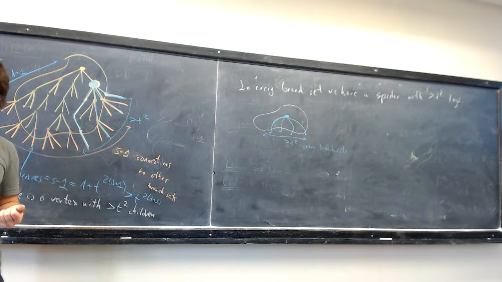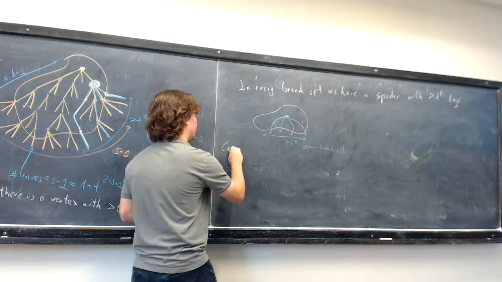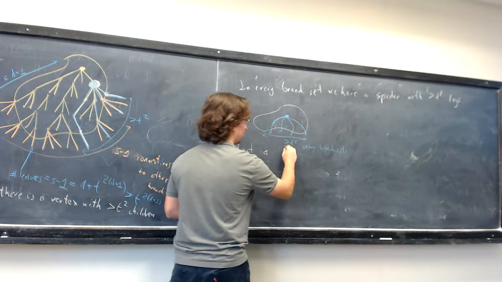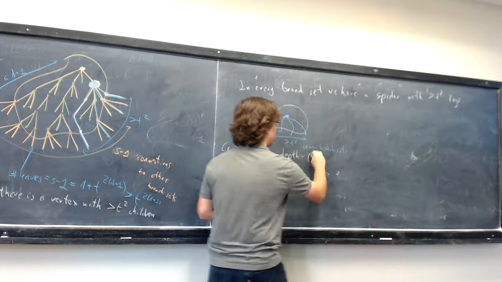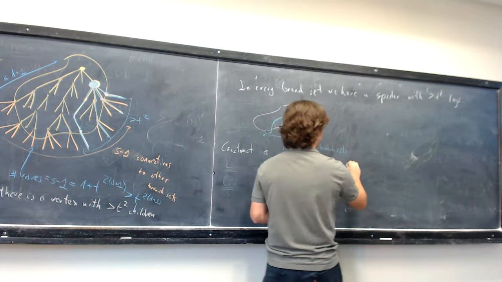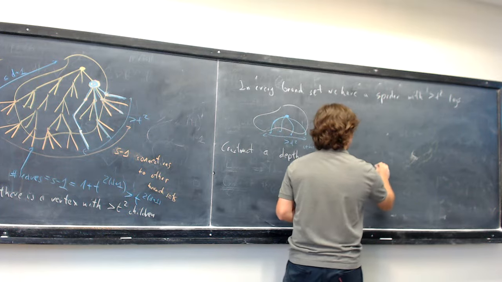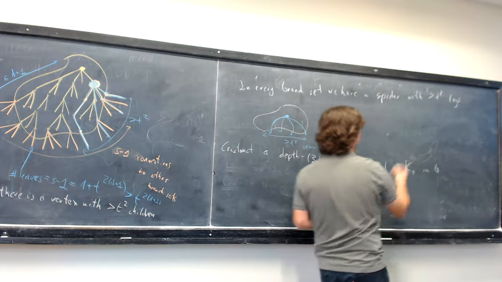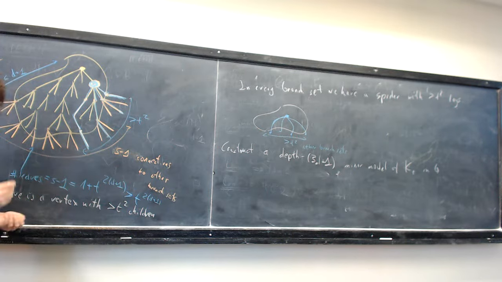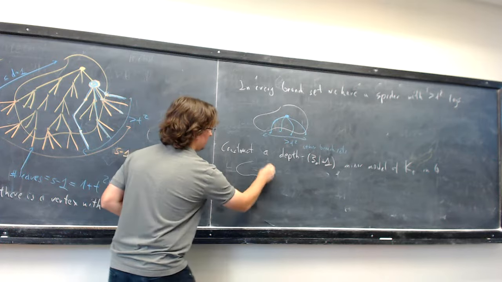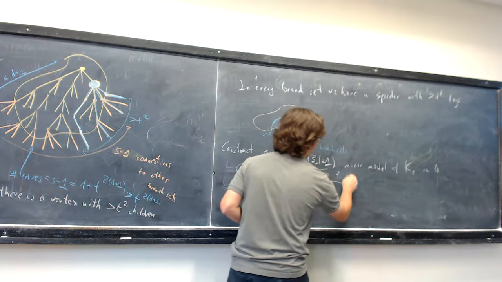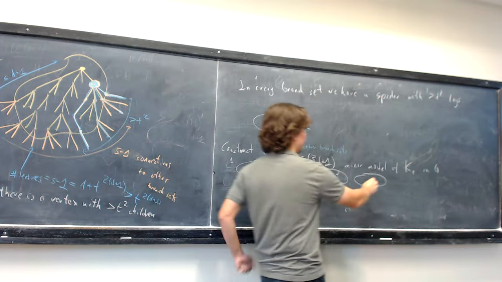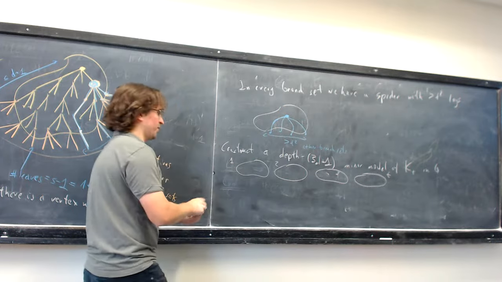So how do I now construct a depth 3D plus 1 minor model of KT? This is our goal. How do I do it? Let me take T branches: branch number 1, branch number 2, up to branch number T. And in each of them I have the spider.